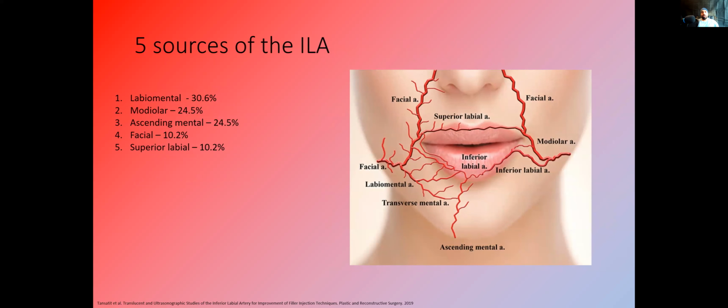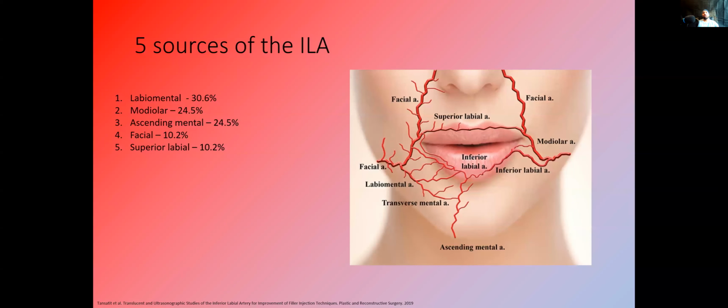Now, what are the sources of the inferior labia artery? A very good paper here by Tansatit and colleagues, just published last year in the Journal of Plastic and Reconstructive Surgery. And here they show, and I'll show you some slides afterwards with actual imaging, the 5 sources of the inferior labia artery. So the first source is the labiomental, which you see here. So you've got your facial artery, then you have your labiomental artery. Okay, that's your first source of the inferior labia artery.